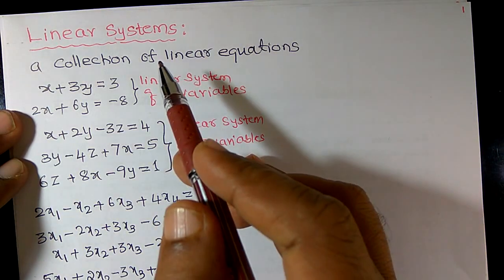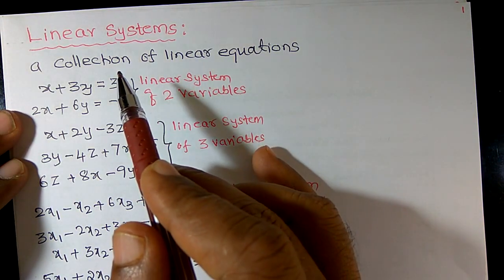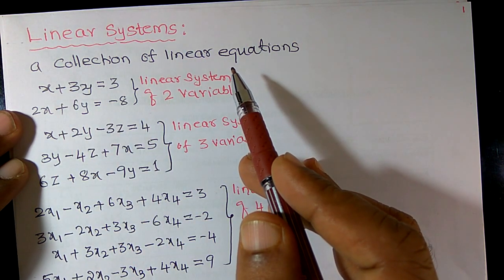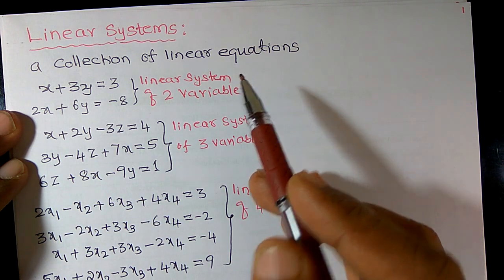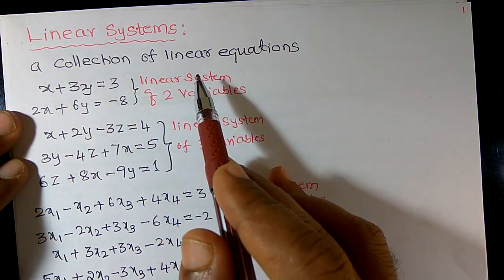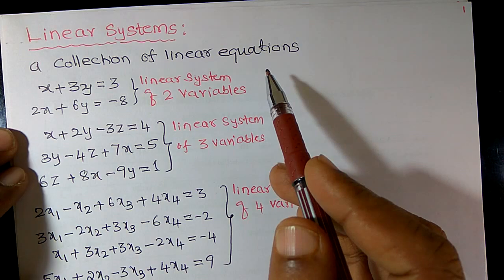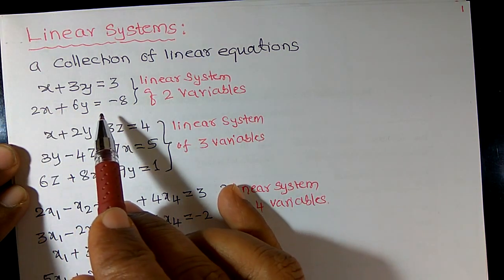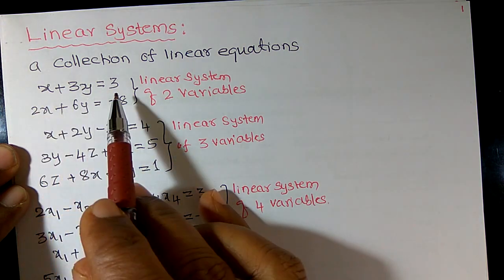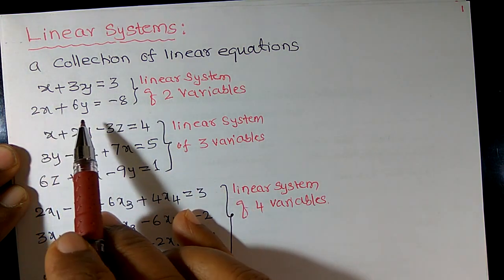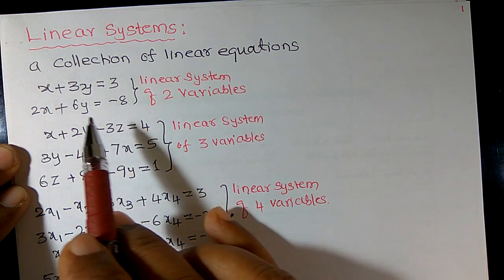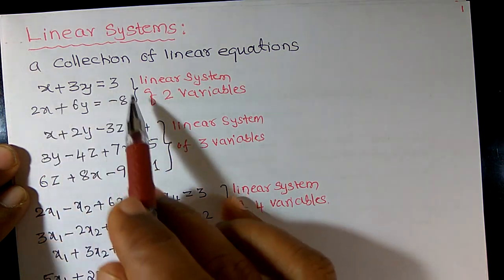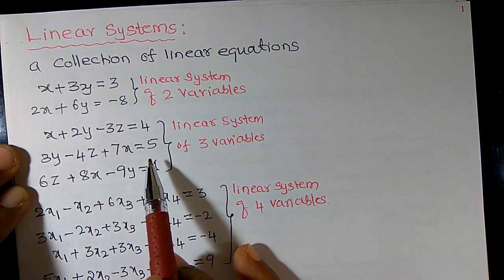Hello friends, suppose they give a linear system of equations, how do we find the solution? A linear system means a collection of linear equations. For example, if they give two equations in two unknowns, x plus 3y is equal to 3, 2x plus 6y is equal to minus 8. Here the unknowns are x and y. How do we find the solution of this type of equations?